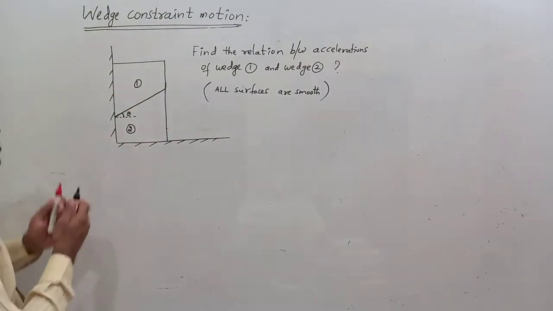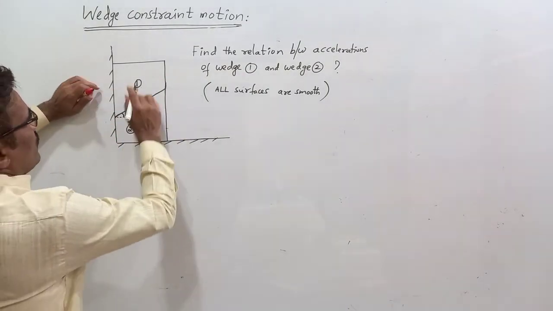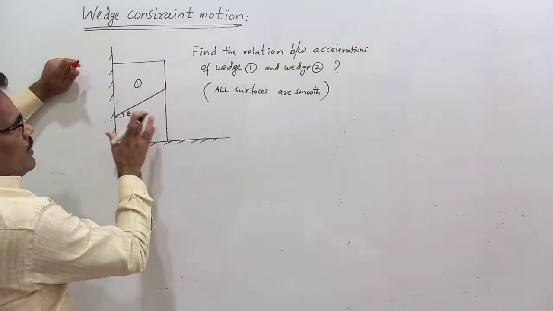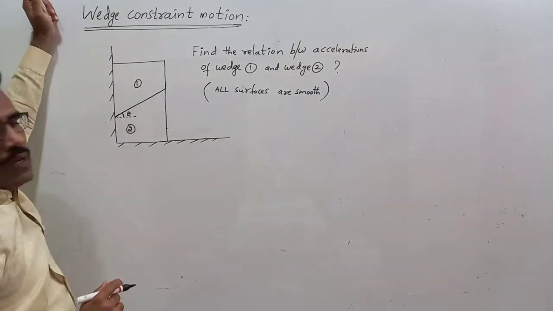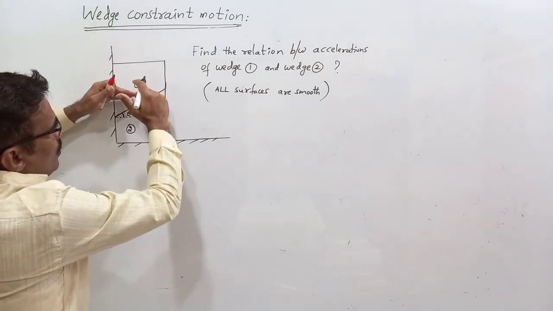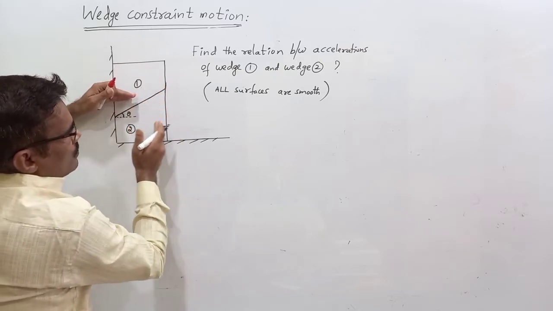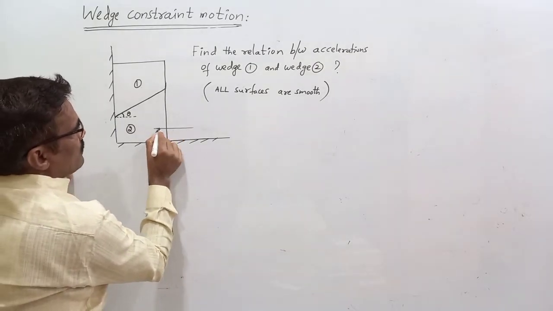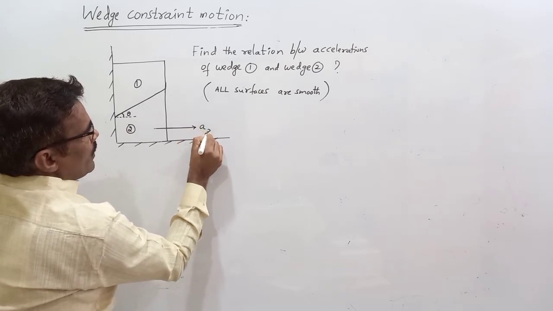Here, wedge 1 and wedge 2 are placed one over the other. This is wedge 1, and this is wedge 2. This surface and this surface are smooth. Then wedge 1 moves only down. Why? Because wedge 2 moves forward. That's why the acceleration of wedge 2 is in the horizontal direction with a value A2.